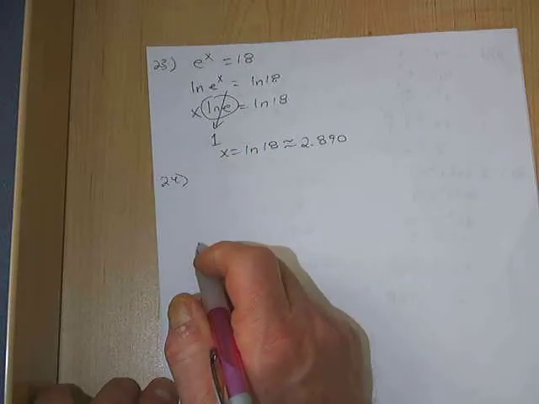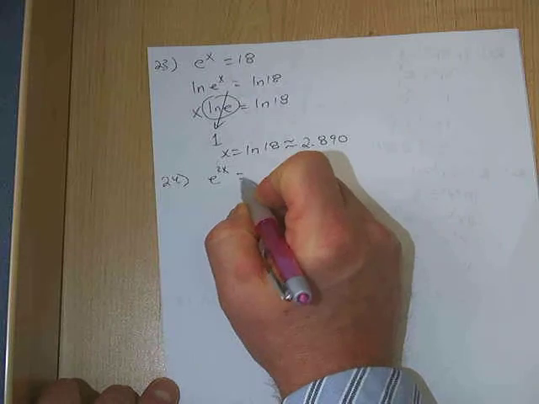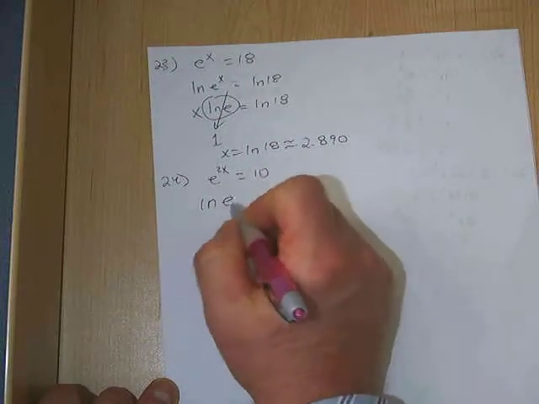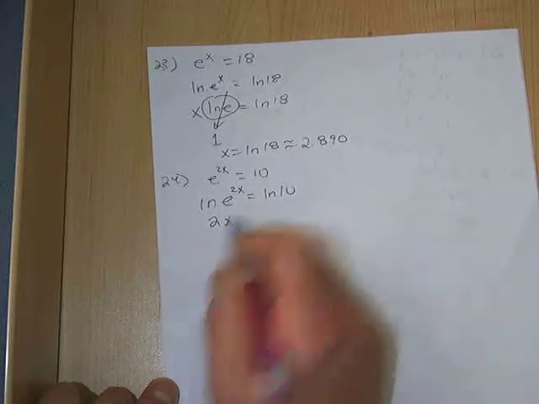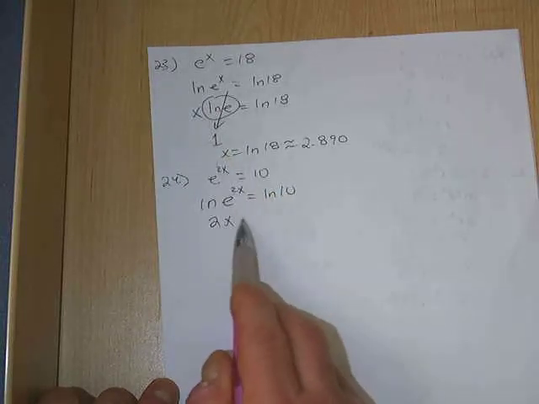24. E to the 2x equals 10. Base e, I'm going to apply the natural log. Bring the 2x down in front. And when I bring the 2x down in front, like I did here, what am I left with?